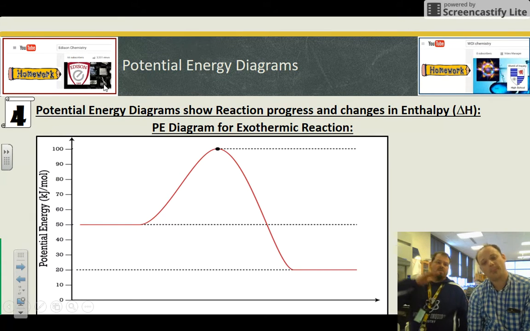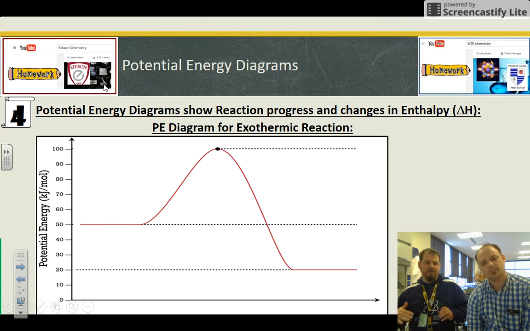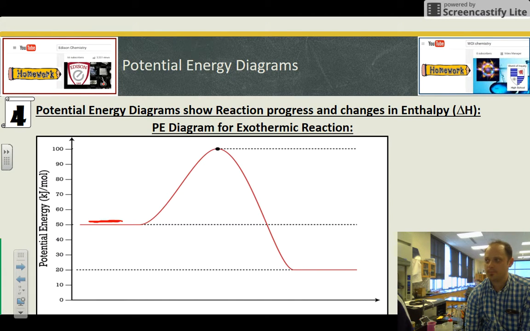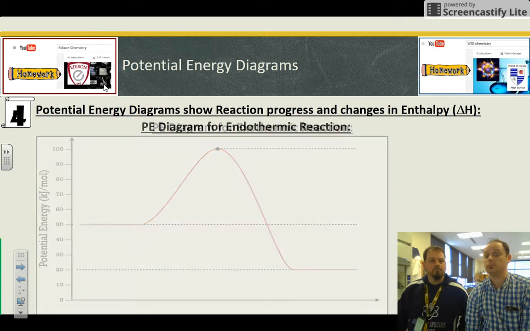Ready? Notice that the reactant side on the left is higher than the product side on the right. That's really the key piece here. Exothermic: this starts high and finishes low. That's the key. That's how I know it is exothermic. And that's review. Next one.